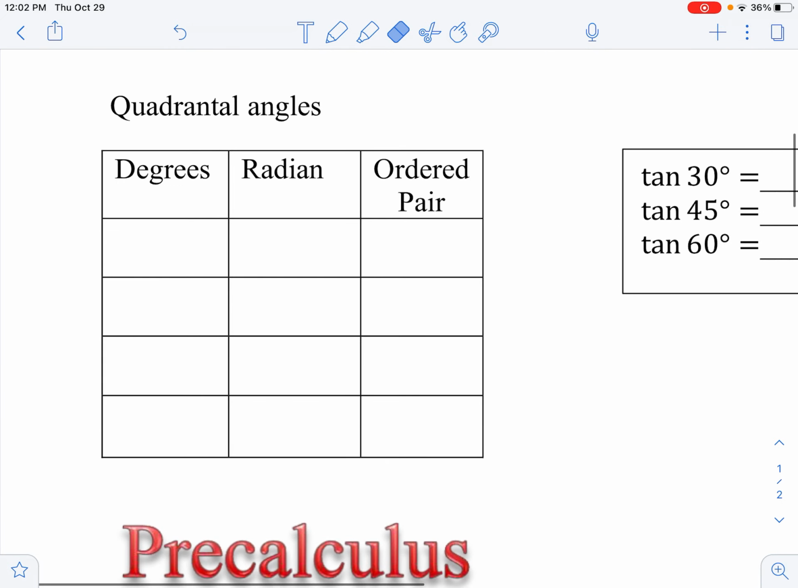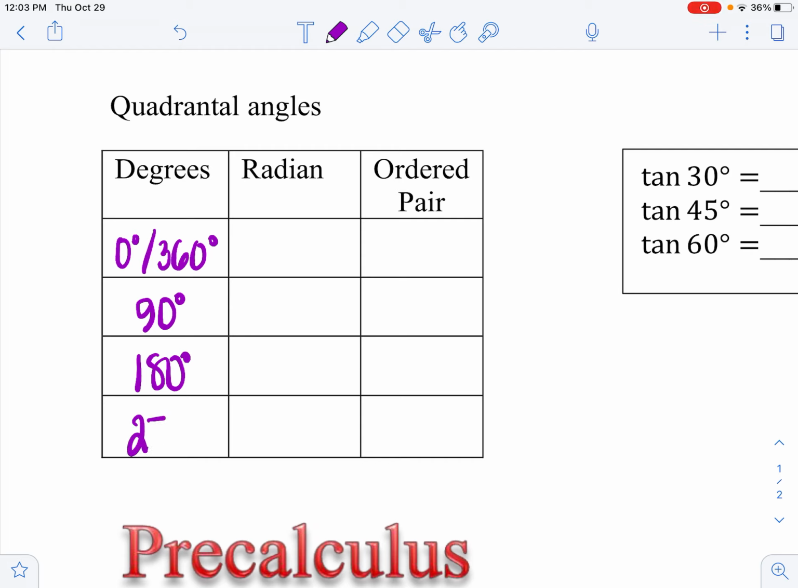Okay, next, my quadrantals. Notice I don't have a column for quadrant because quadrantals are not in quadrants. They define your quadrants. So in degrees, they would be 0 degrees or 360 degrees, 90 degrees, 90 more than that is 180, 90 more than that is 270.